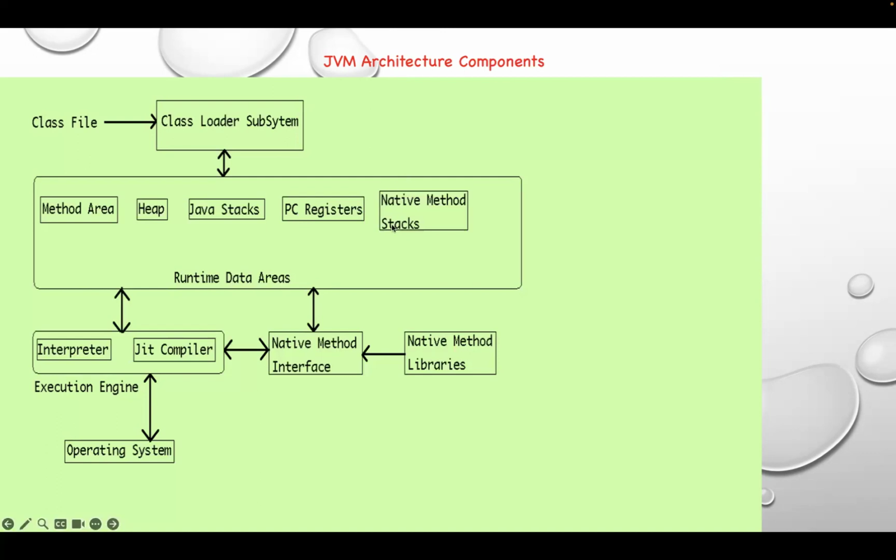Native method stacks. Native is nothing but outside of Java. Sometimes we need to depend upon other programming language methods. Native means another programming language, so it is a third-party dependency. What I need to do is store, call, or add some files which will support these native method stacks. Again, this is also a kind of method area, but not from Java.